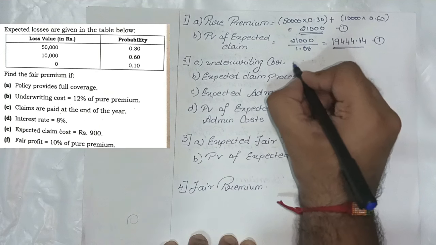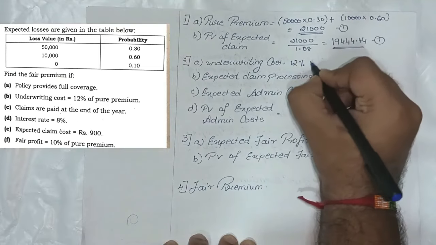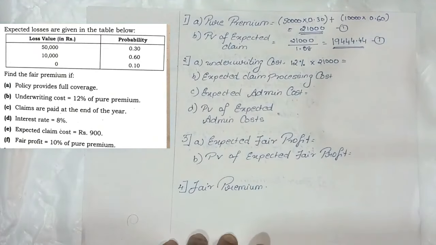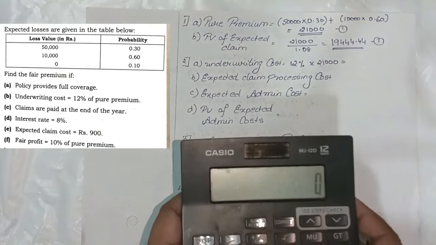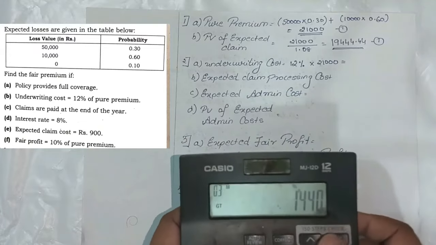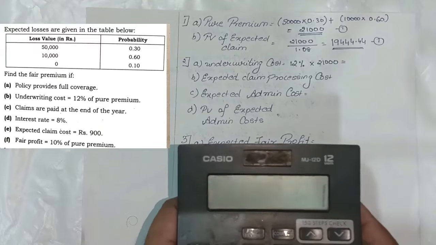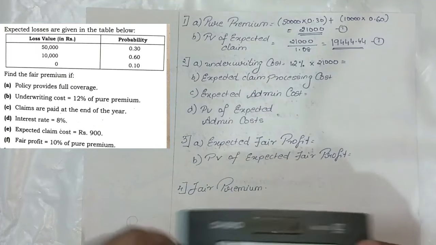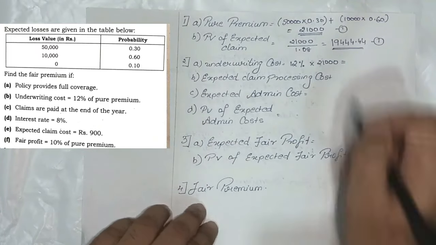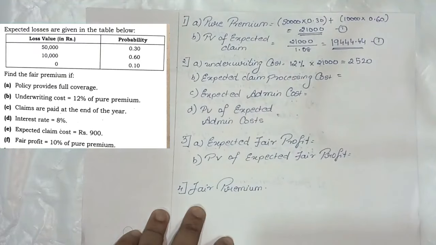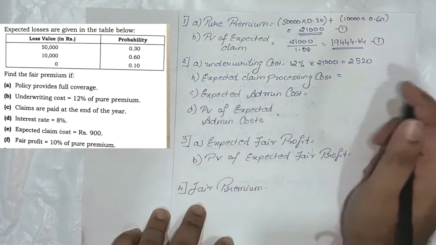Now second, we need to note down the underwriting cost. They said 12% of the premium, so 12% into 21,000. So 12% of 21,000, again on the calculator, 21,000 into 12% comes to 2,520. So 2,520. Expected claim processing cost, given in the question under adjustment number E, is 900, so we note this down as 900.